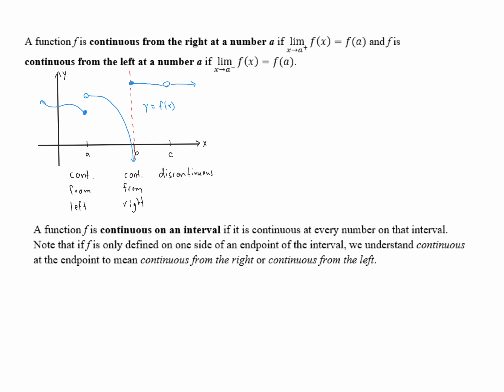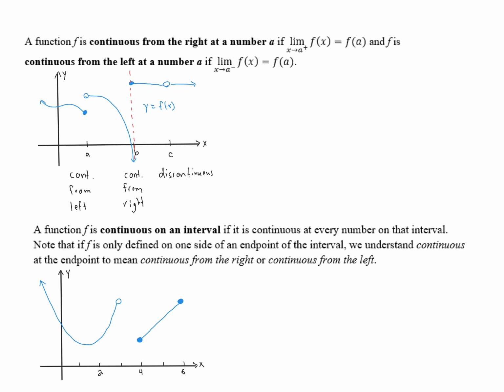And this is a function being continuous on an interval. So a function f is continuous on an interval if it is continuous at every number on that interval. And then a quick note, if f is only defined on one side of an endpoint of an interval, we understand continuous at the endpoint to mean continuous from the right or continuous from the left. Again, let's take a look at a graph.